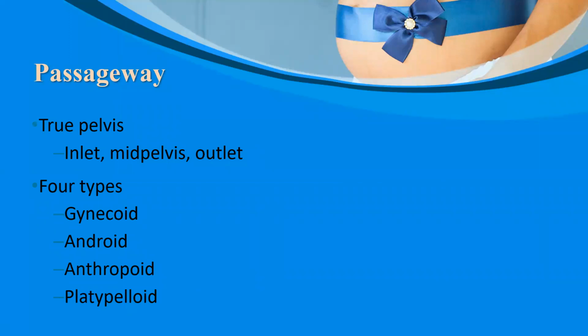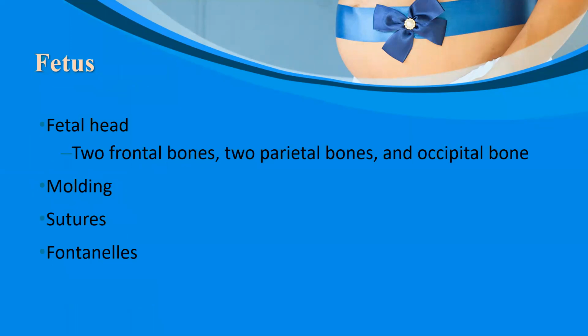The true pelvis, which forms the bony canal through which the fetus must pass, is divided into three sections: the inlet, the pelvic cavity, or mid-pelvis, and the outlet. There are four types, and they're gynecoid, android, anthropoid, and platypelloid. The gynecoid and anthropoid shapes are both competent for vaginal deliveries.